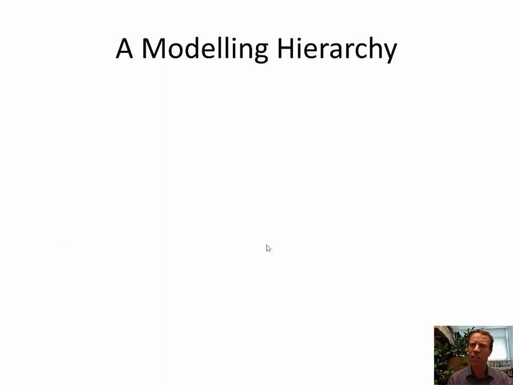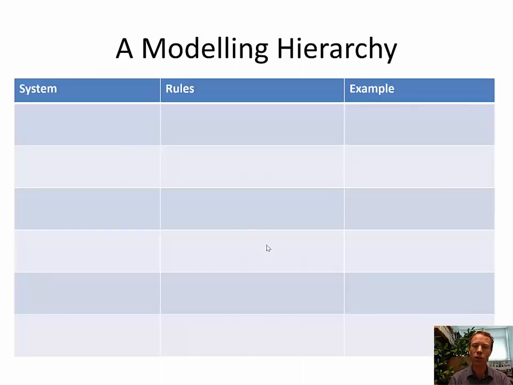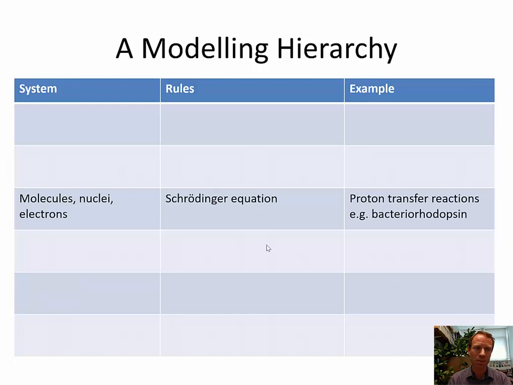In molecular modelling, there's a whole hierarchy of different models that you could use, and this goes back to the point I just made about choosing a model which is appropriate for what you want to look at. So here I've got a table which I'm going to slowly build up of various systems, rules and concrete examples. So we'll start in the middle of the table.